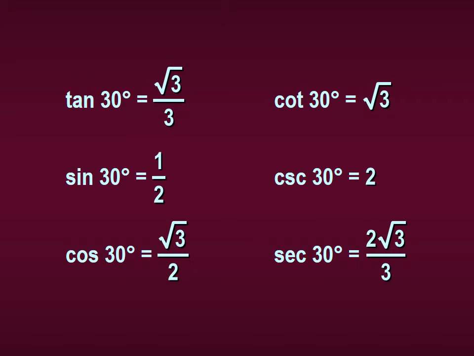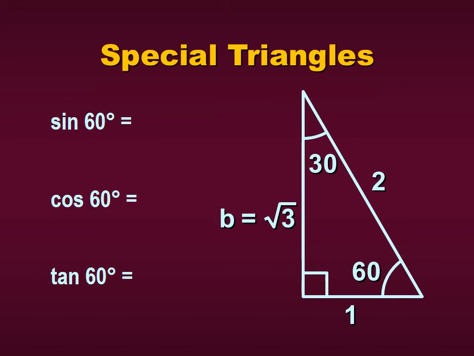So here's a recap of our 30-degree trig ratios, which again you will need to have memorized. Now let's look at 60 degrees, right? For sine of 60, the opposite is now the square root of 3, so the square root of 3 over 2. Cosine is going to become 1 over 2, and then tangent is the square root of 3 over 1, which is just the square root of 3.